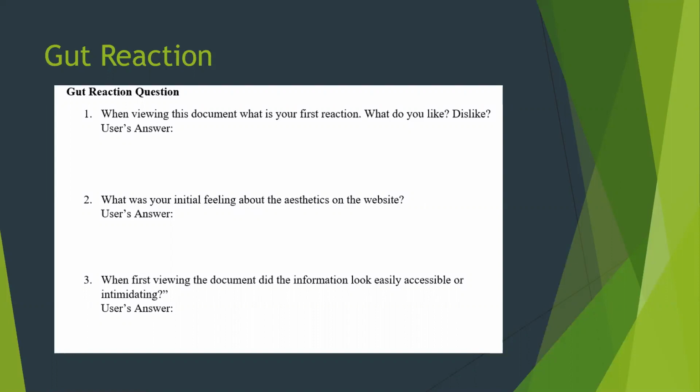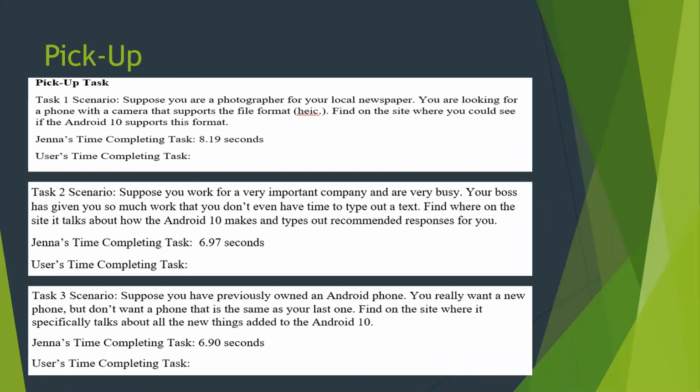To test the users for their gut reaction, I first had the users briefly look over the site, and after they had gotten an idea of what the site looked like, I asked them 3 questions. The first question I asked was about what they liked and disliked at first look. The second question asked what was your initial feeling about the aesthetics on the website, and the third question asked was when first viewing the document, did the information look easily accessible or intimidating? Following this, I moved to my second criteria, pickup.